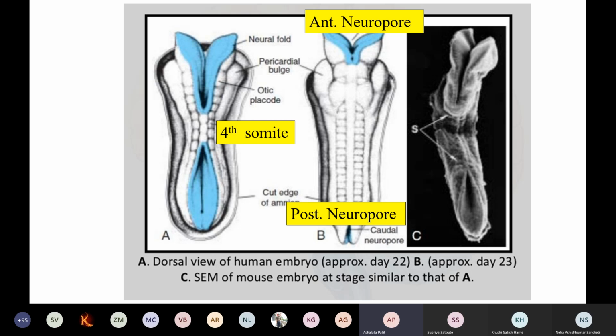And when the blood vascular system develops, these anterior and posterior neuropores get closed during the 4th week of intrauterine life. So initiation of closure of the neural folds starts at the 4th somite. The part cranial to the 4th somite forms the brain vesicles, that is, it develops into the brain, and the part caudal to the 4th somite develops into the spinal cord.